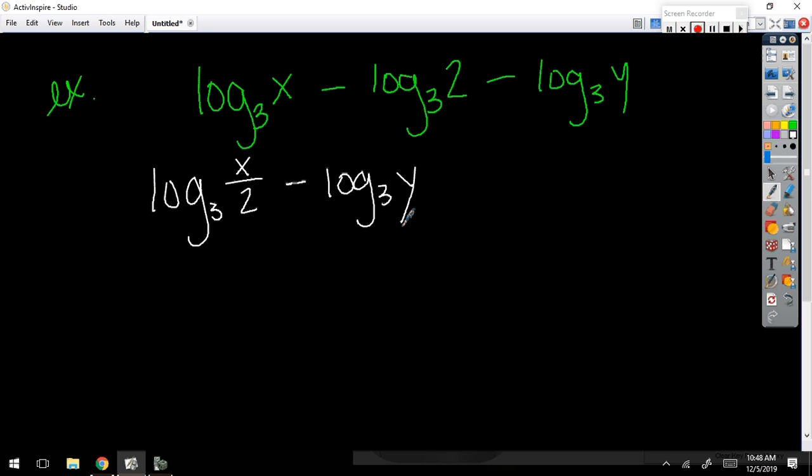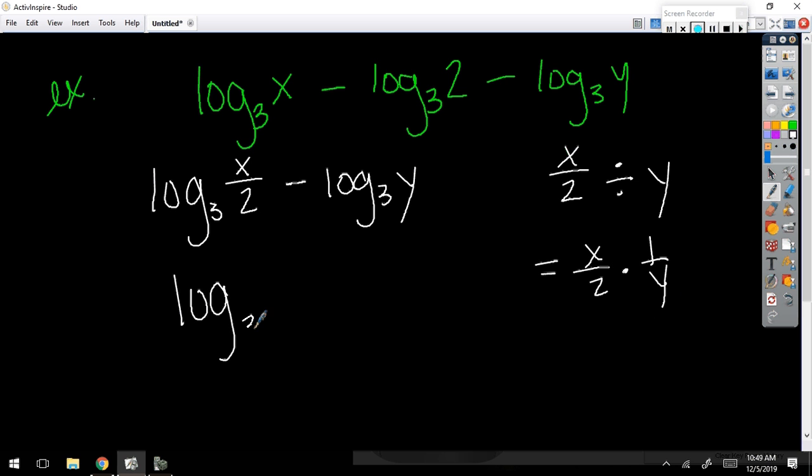And now, what happens when you divide a fraction by something? That's exactly right. So, this becomes x over 2 times 1 over y. So this would condense to log base 3 of x over 2y. Does that make sense?